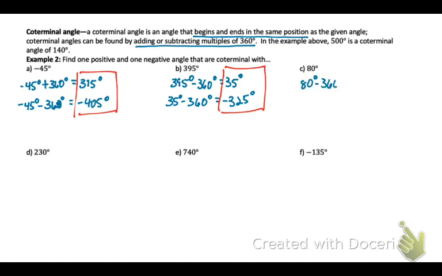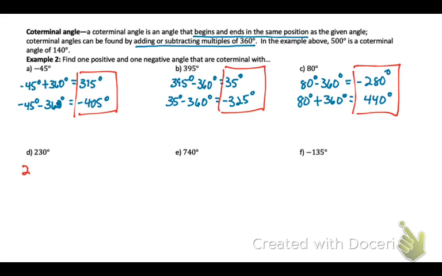All right, let's subtract 360 and get negative 280 degrees, which is coterminal with 80, and then let's add 360, and we get 440 degrees, and that is also coterminal with 80 degrees. For 230 degrees, let's subtract 360, and that'll put us into the negative. So we found a negative coterminal angle. So let's start back at 230, and let's add 360 degrees.